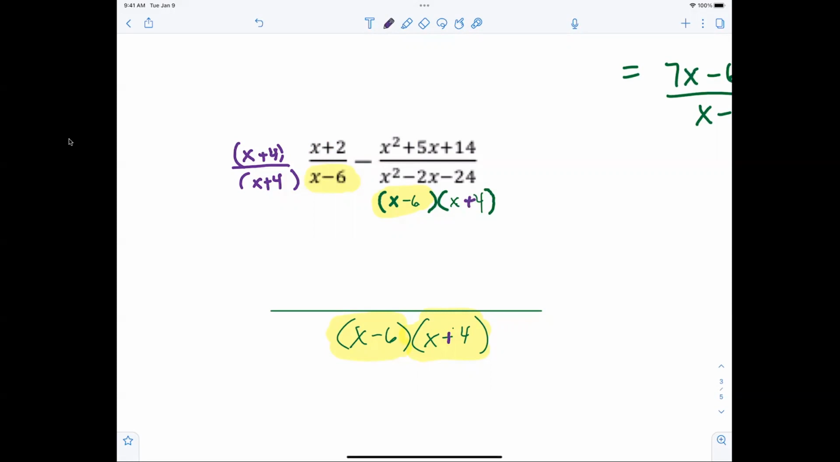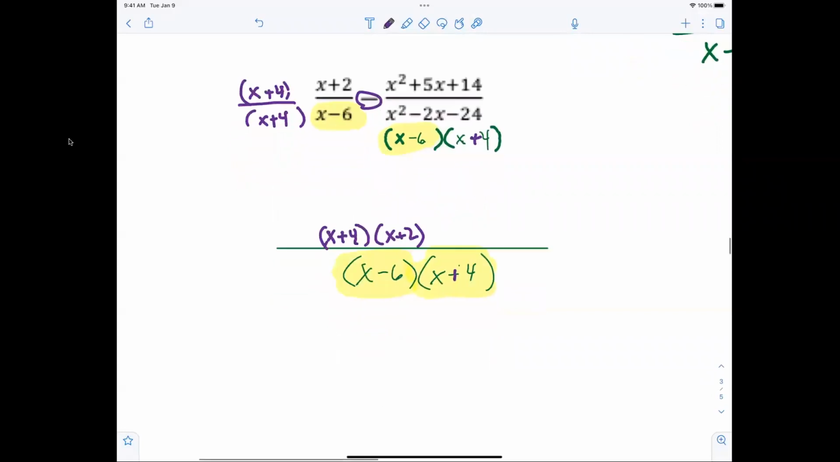Okay, so now I'm going to put x plus 4 here. I need to multiply that by x plus 2. Now, does everybody remember what we do with this negative? Distribute it through. That's where everybody makes their mistake. So it's going to be negative x squared, negative 5x, negative 14. So everybody agree with that?